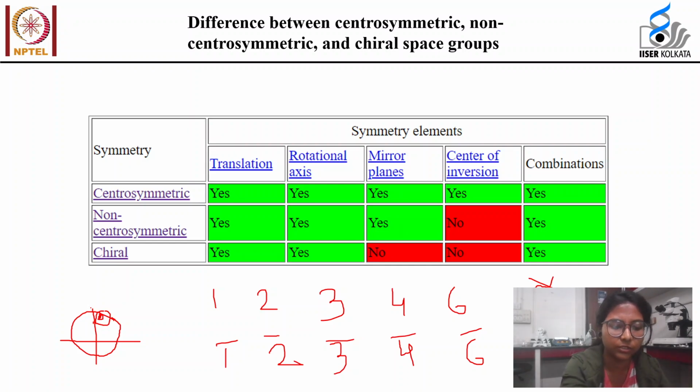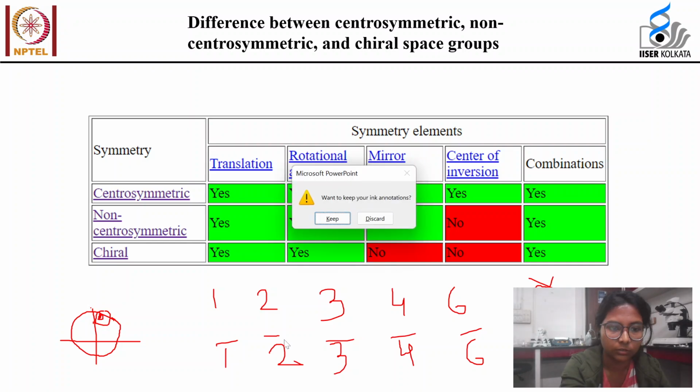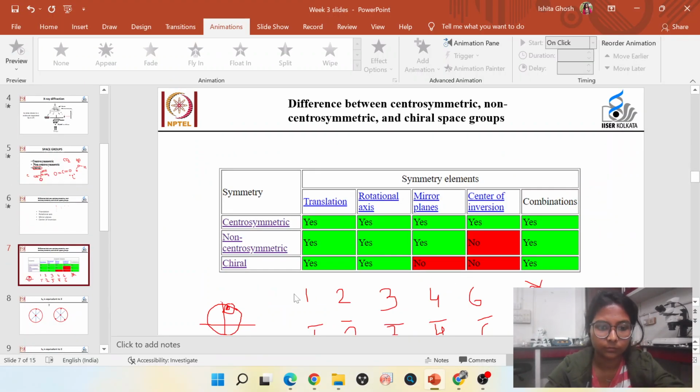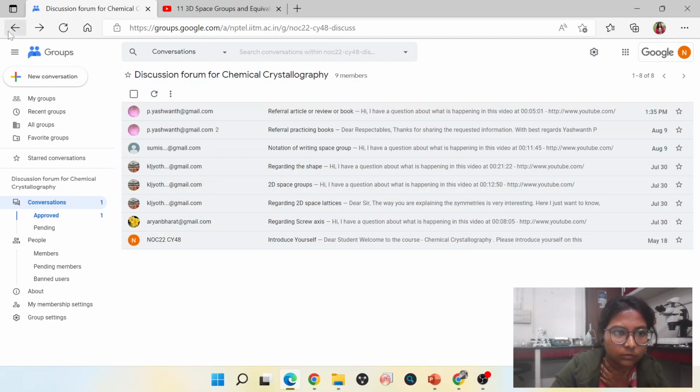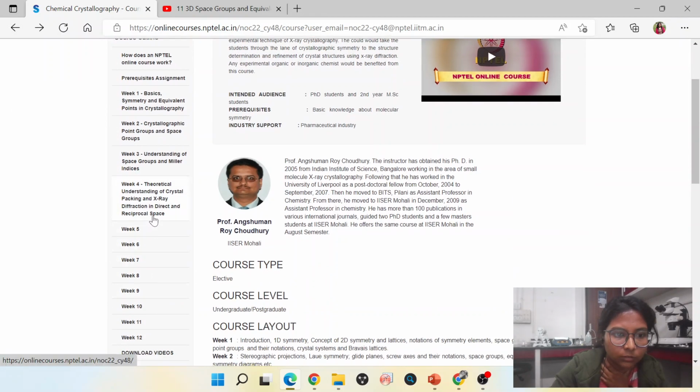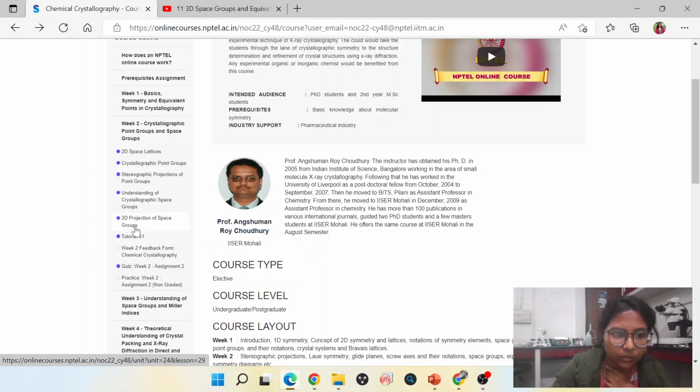This course is self sufficient to understand, right? So you have covered week 1 and week 2, right? Here is the 2D projection, understanding of space groups, and the stereographic projections. What I have learned is also basically from here only. So where exactly do you need the clarity, if I may ask?